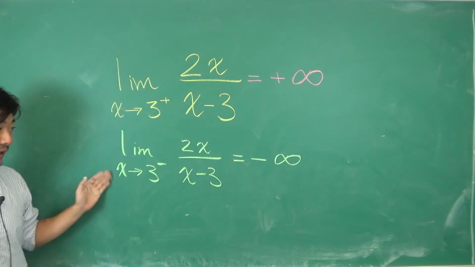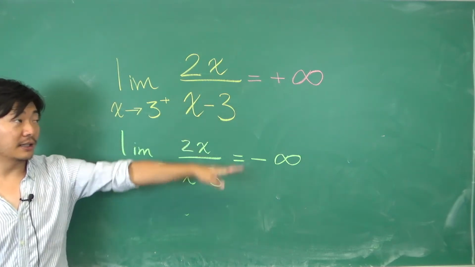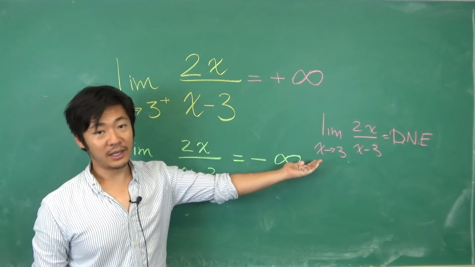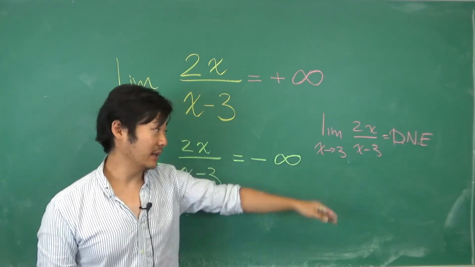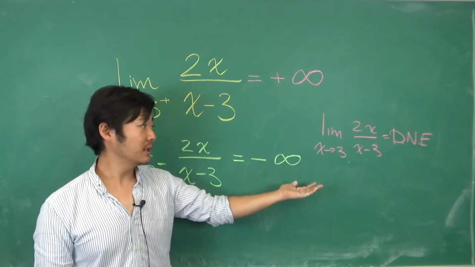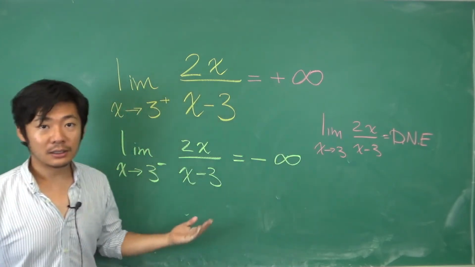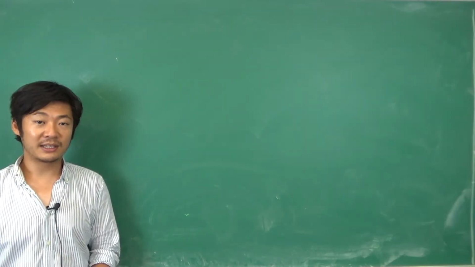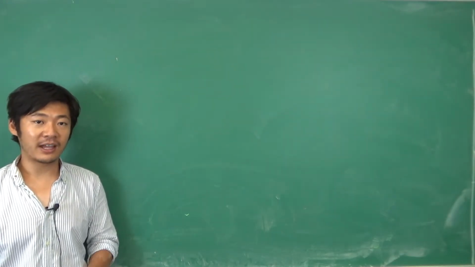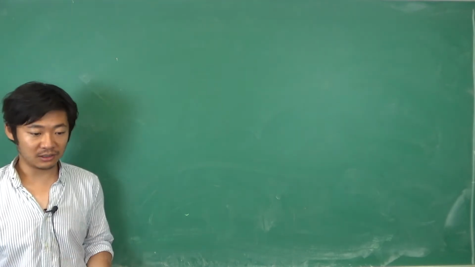Since the right and the left limits aren't tending to the same infinity, then we can't really say anything about the limit as x goes to 3 without a plus or minus. So the two-sided limit of this expression is nothing, it just doesn't exist. Next, we discuss limits at infinity. That is what happens when the value x gets larger and larger.